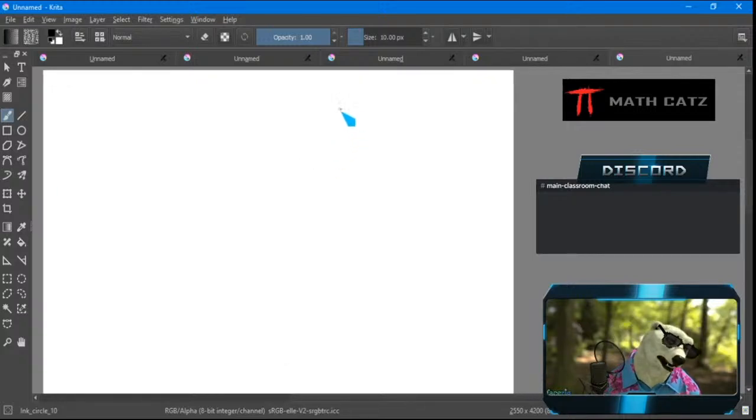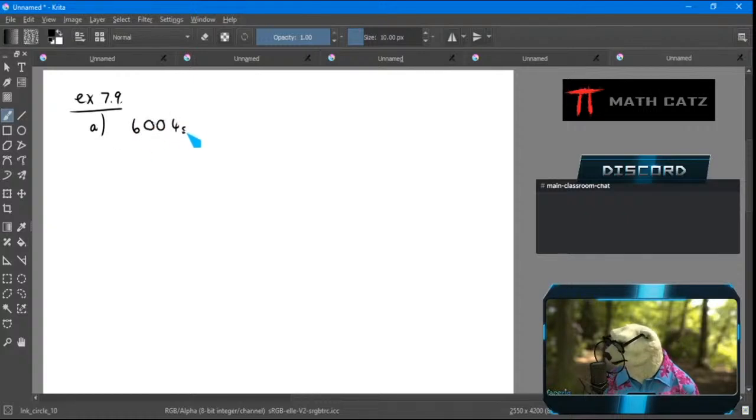We have 6 minutes, why not squeeze in some subtraction? It makes our job tomorrow even easier. So exercise 7.9 is the subtraction question set. I have 6004 base 7 minus 2204 base 7.